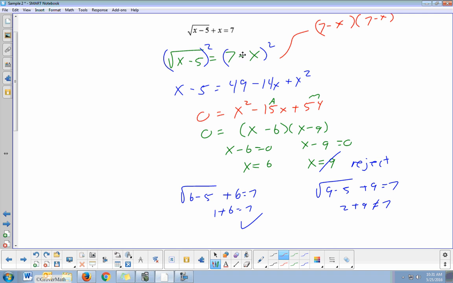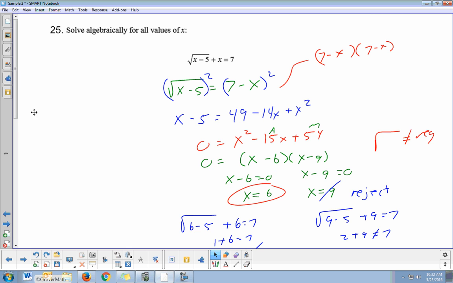The other thing is, at this point, if I look at it from this stage, if I were to plug in 9 here, I'd get 7 minus 9 is negative 2. And we cannot have a square root equal to a negative. That's a big reject issue right there. So the 9 rejects, the 6 is kept, and that's the answer to that.